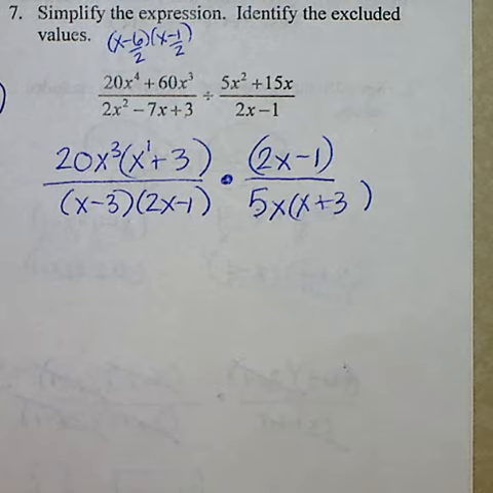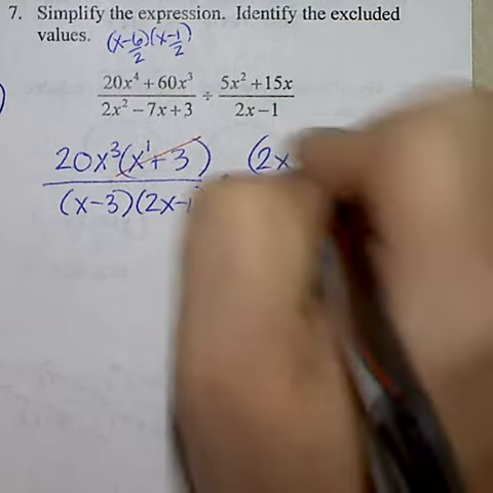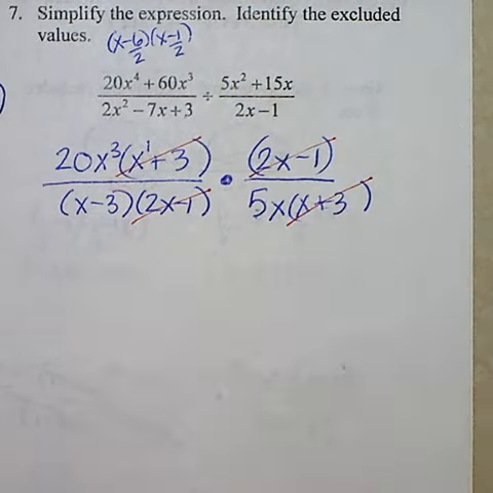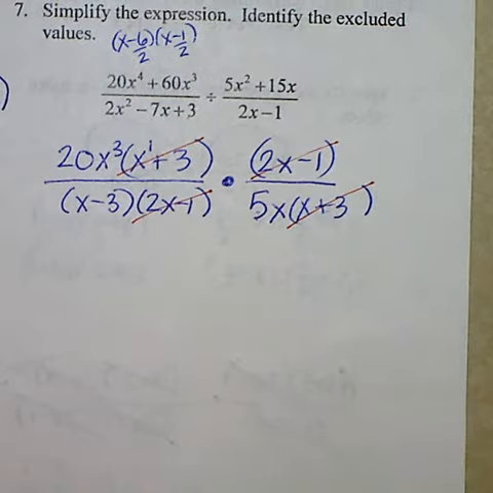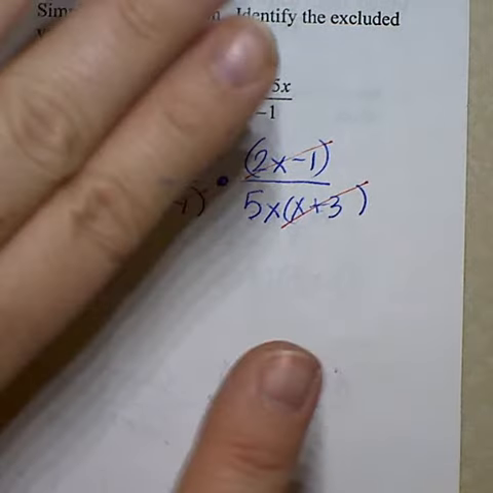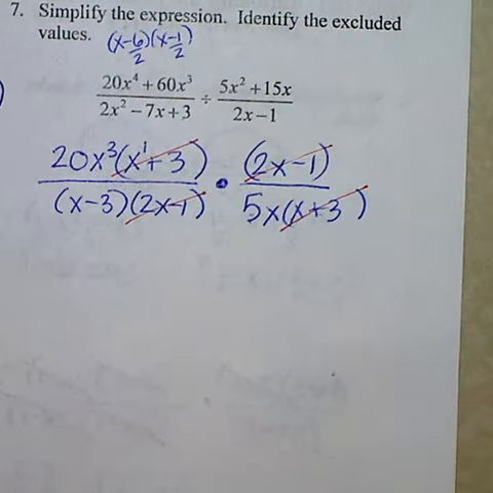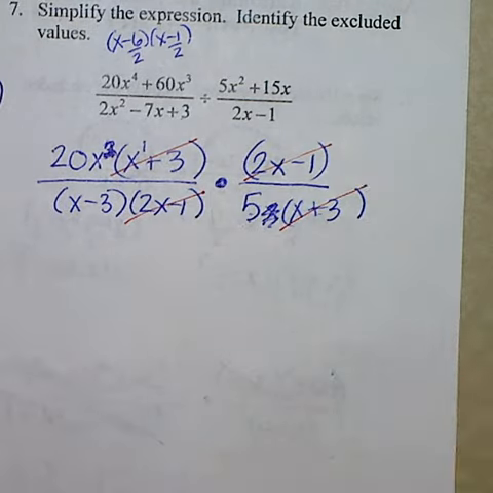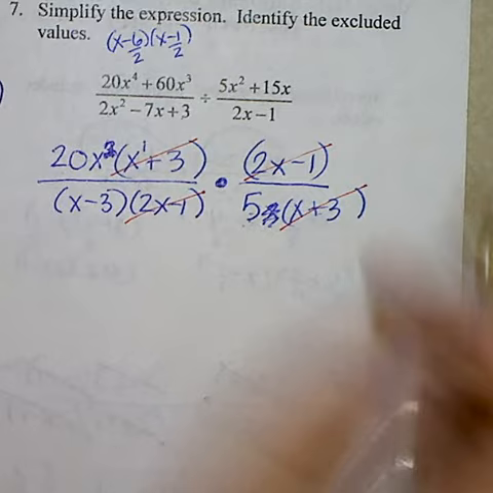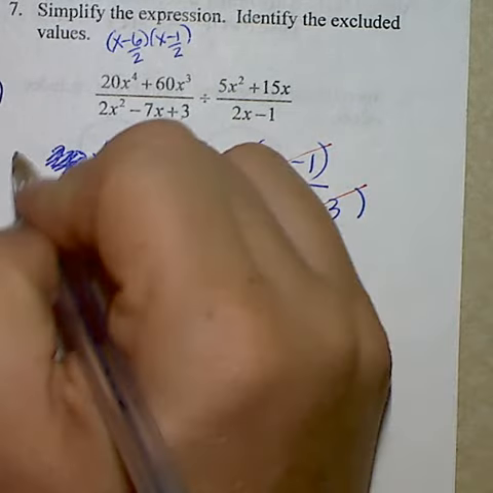Anything on top may be canceled with anything in the bottom. Here's an x plus 3 and an x plus 3, a 2x minus 1 and a 2x minus 1. Now you have 3 x's here and 1 on the bottom. So think of it as 3 x's on top and 1 on the bottom. When you cancel, you're left with 2 on top. So really this cancels and this turns into a 2. The 20 and the 5 can reduce. 5 goes into itself once, 5 goes into 20 4 times.